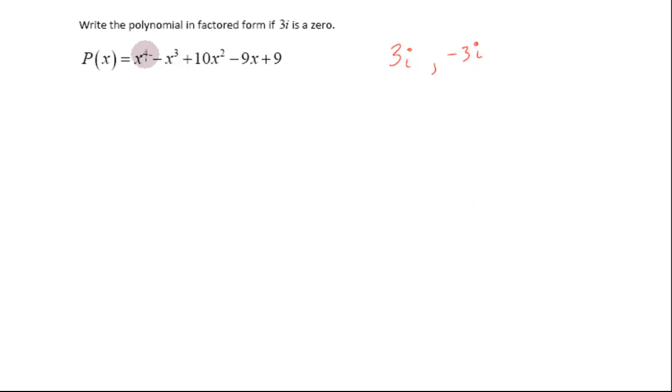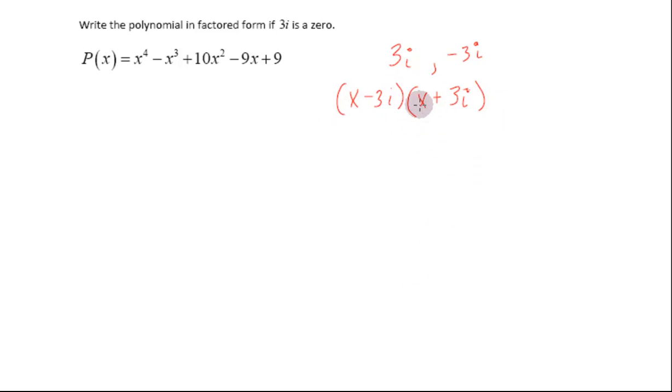So I actually know two of them. Now this is a degree 4 and we can't divide out imaginary zeros. We don't have a way to do that. But we do know that if 3i is a 0, x minus 3i is a factor. And if negative 3i is a 0, x plus 3i is a factor. Right? Okay, we know that much. And you know how to multiply, right? You can FOIL this out.